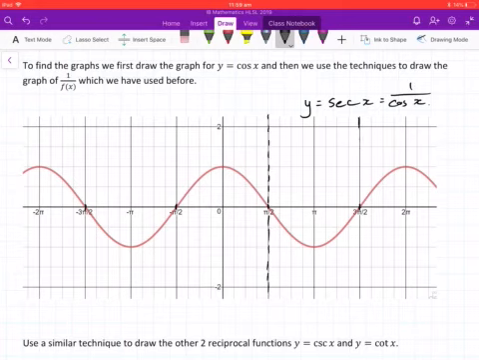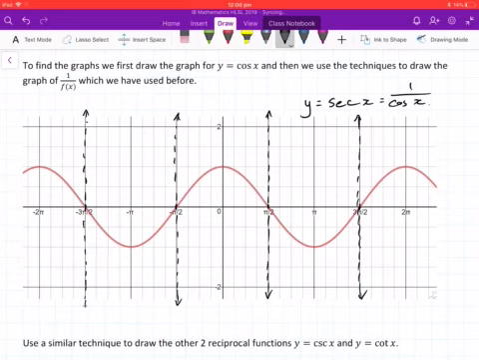Draw them in, and you can tell that this would actually keep going indefinitely. The pattern would be repeated because it is still a periodic function, just not a wave like cosine is. So here we have asymptotes going all the way along. Okay, now let's think about certain key values.